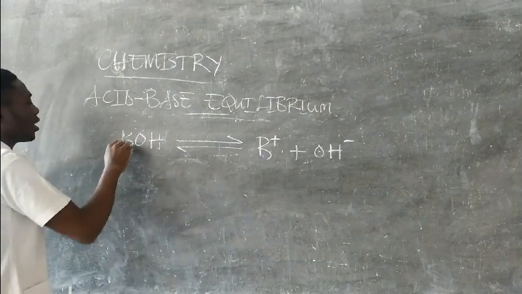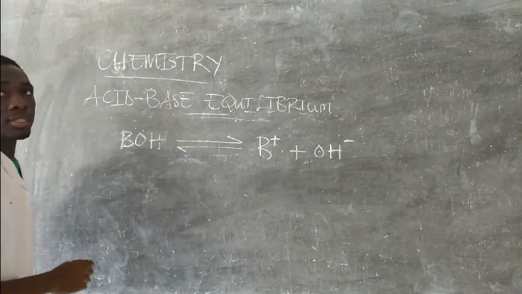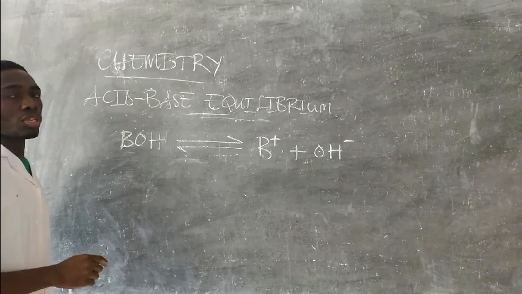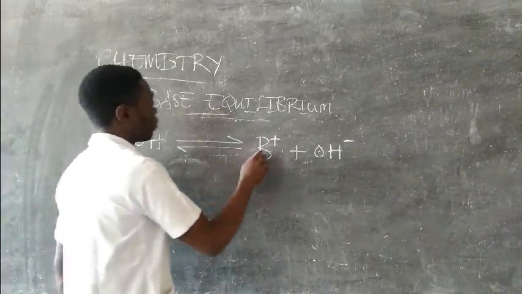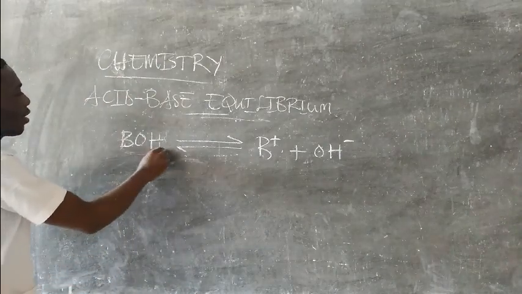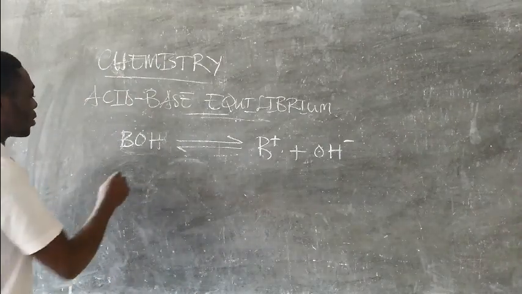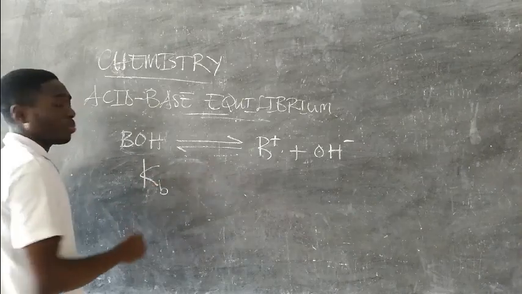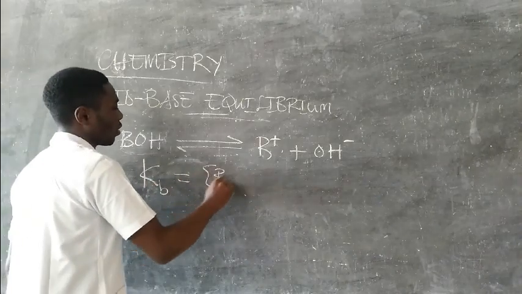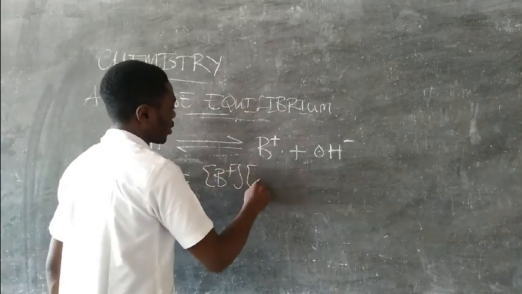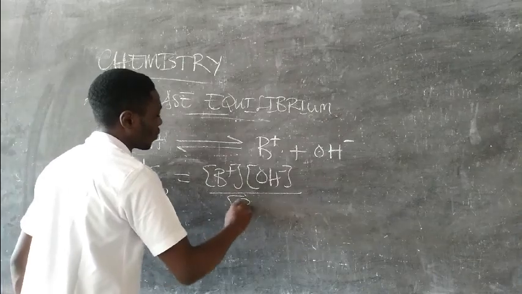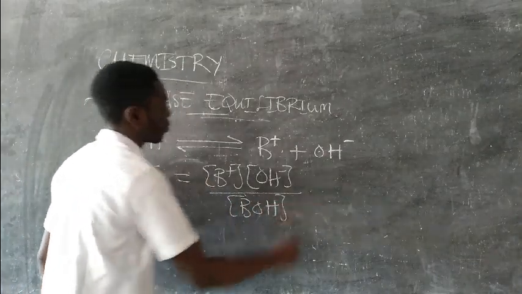Okay, so we are talking about the weak base, and I said that a weak base dissociates partially in solution to give BH+ and OH-, right? That's a general way of writing a weak base. Now, if we say like that, then the equilibrium constant of the base is going to be written as Kb equal to the concentration of BH+ times the concentration of OH- divided by the concentration of BOH at equilibrium.